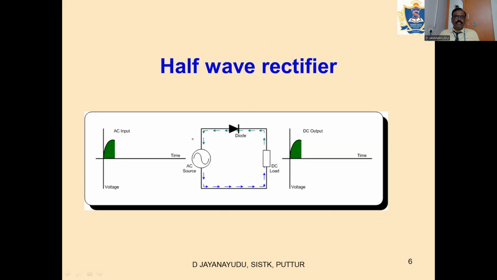Now let us see the working. As you can see in this animation, my input varies from 0 to the positive peak, then touches 0 again, and goes to the negative peak. From the negative peak it comes back to 0. During the positive half cycle the diode is conducting, so that is why we get a positive output here. But when it comes to the negative half cycle, as you can see.